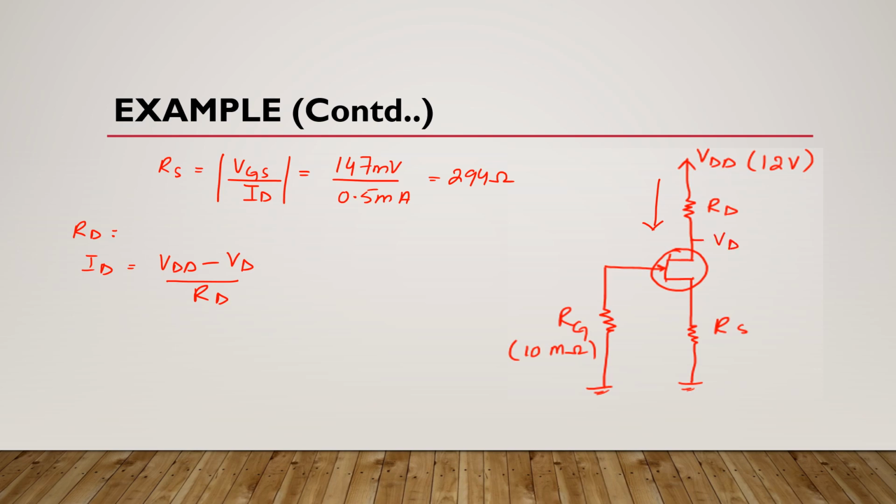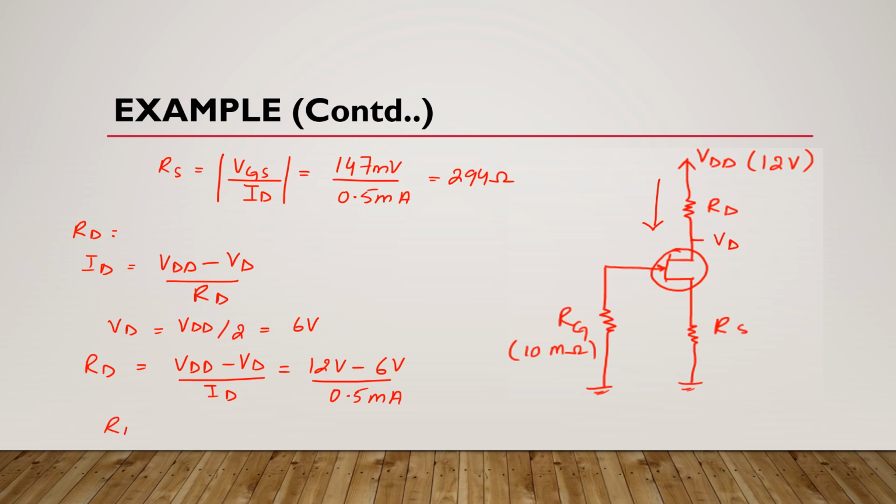For midpoint bias, this VD is equal to VDD divided by 2. Here VDD is 12 volts, it means VD will be 6 volts. Now if we rearrange this equation, we get RD is equal to (VDD minus VD) divided by ID. Here VDD is 12 volts, VD is 6 volts and ID is 0.5 milliamperes. After solving this, you will get RD equal to 12 kilo ohms.